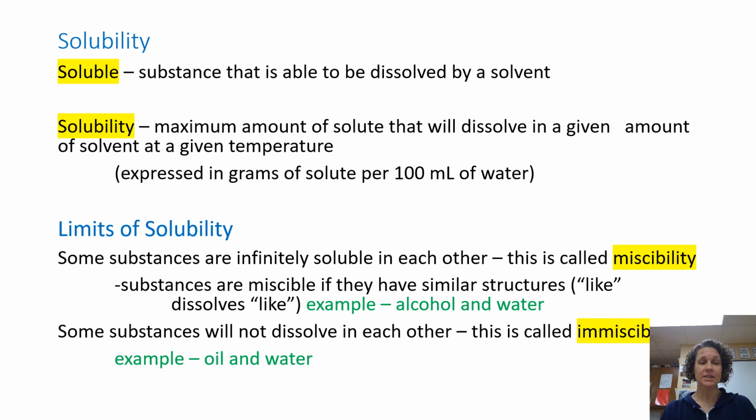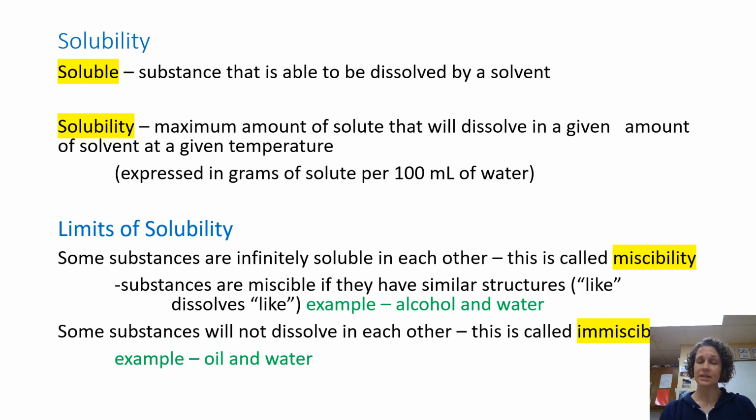There are some limits to solubility. Some substances are soluble in each other no matter what. So if you put them together, they will form a solution. This is called miscibility. Substances are miscible because they have similar structures. They are both polar, or they are both non-polar, or they are both ionic, whatever it is. And a lot of times you'll hear people say like dissolves like. So if they are alike, they will dissolve each other. Alcohol and water are a good example of this. They're both polar compounds, and they dissolve very well.